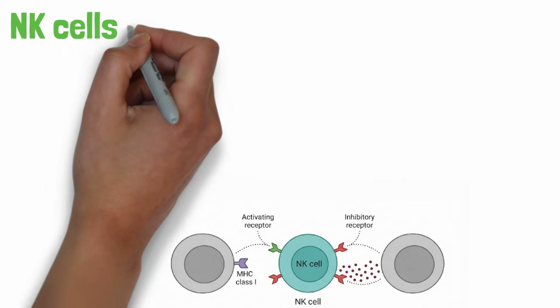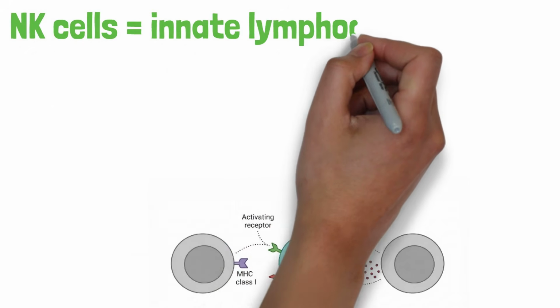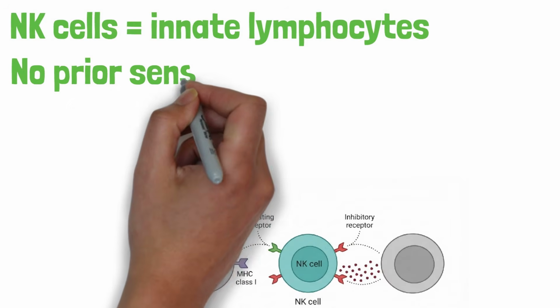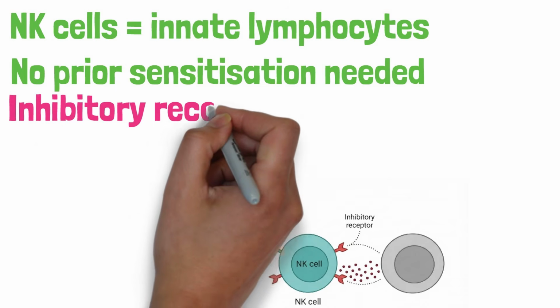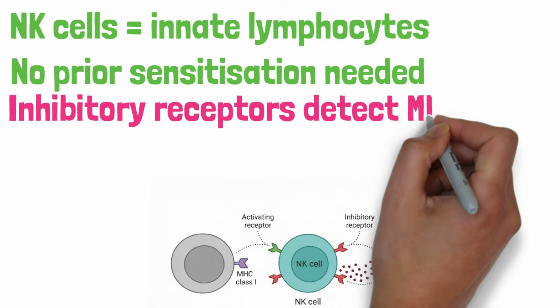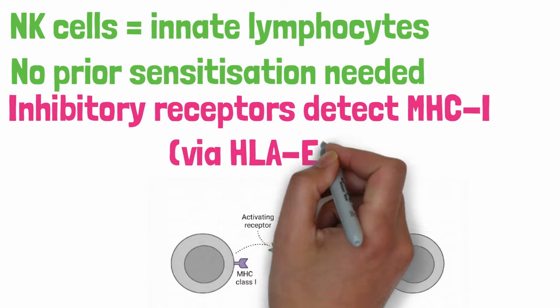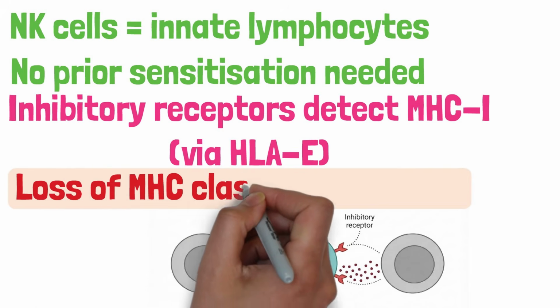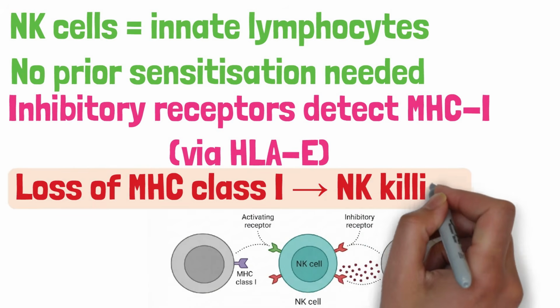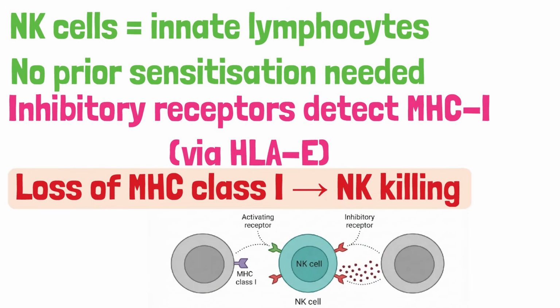Let's shift gears now to natural killer cells, which sit on the innate side of the story. They deliver rapid cytotoxicity without needing any prior sensitization. Their activity is set by a balance between activating and inhibitory signals, and the inhibitory receptors specifically recognize MHC class I through HLA. Because of this, loss of MHC class I, which happens commonly in viral infection or in tumors, removes that inhibitory brake and triggers NK killing. It's almost the mirror image of how CTLs work. CTLs need to see non-self on MHC I, while NK cells attack when MHC I disappears altogether.